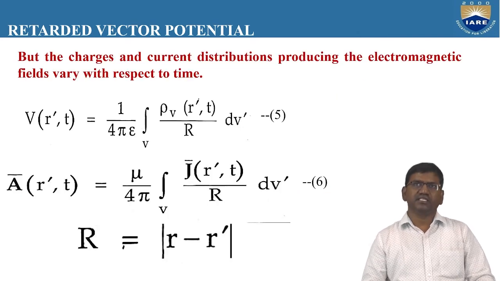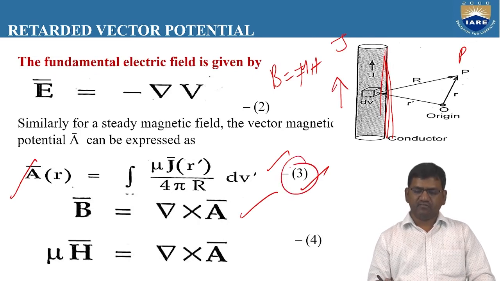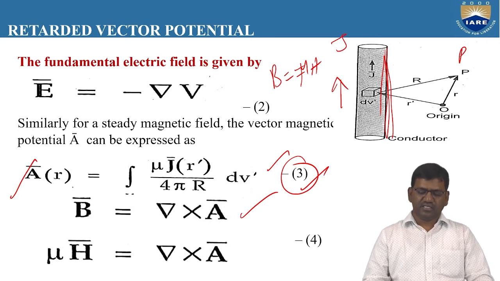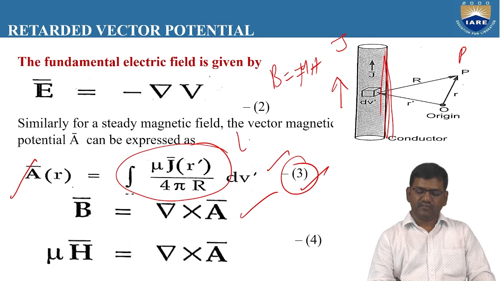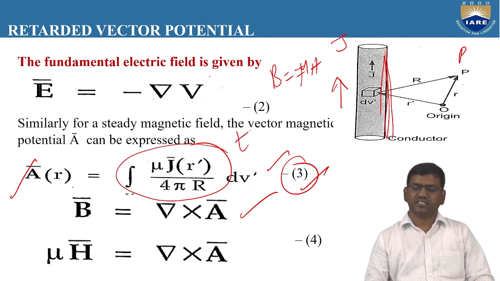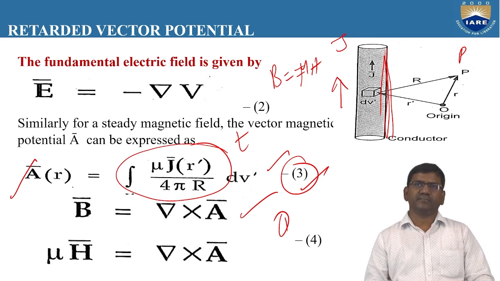But we know actually that the charges and the current distributions producing the electromagnetic field will vary with respect to time. In equation 3 and equation 1, you can observe that the time is not mentioned. The time T is not mentioned in these equations. That means we wrote the equations without considering time.